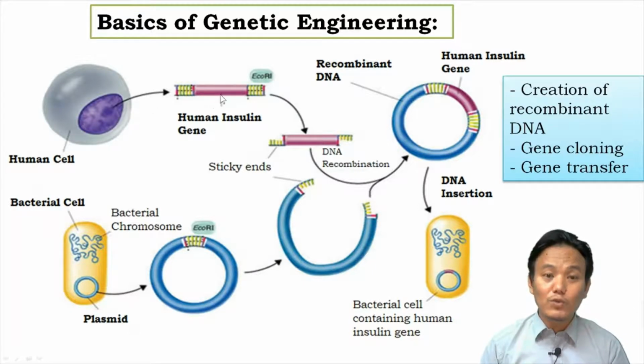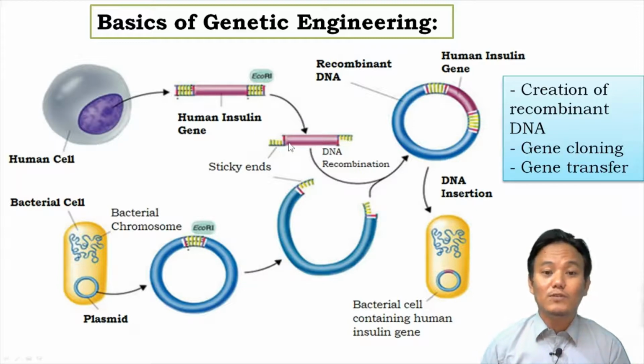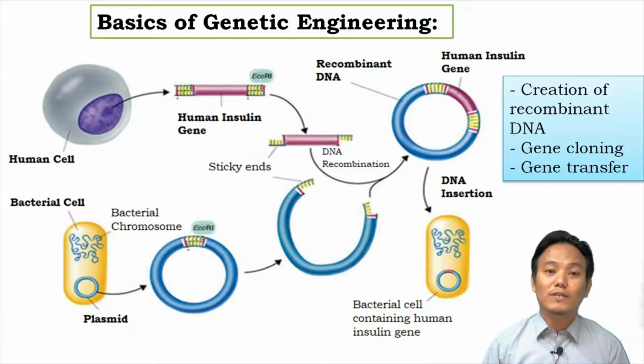And when we use a restriction enzyme, it cuts the DNA in a manner in which it creates sticky ends at the opposite corners, right? Sticky ends are nothing but single-stranded DNA protruding out of the double-stranded DNA. And these are called sticky ends because whenever they come across a complementary single-stranded DNA, they tend to stick with that particular single strand. Therefore, they are called sticky ends.